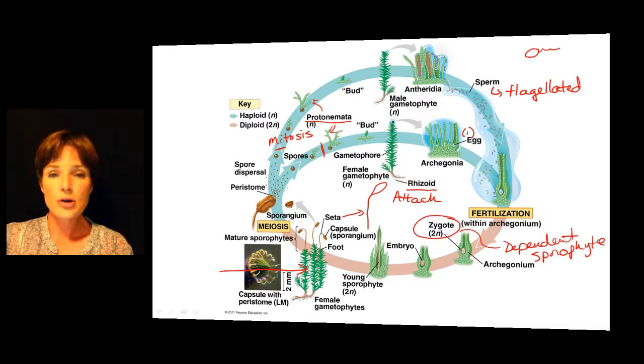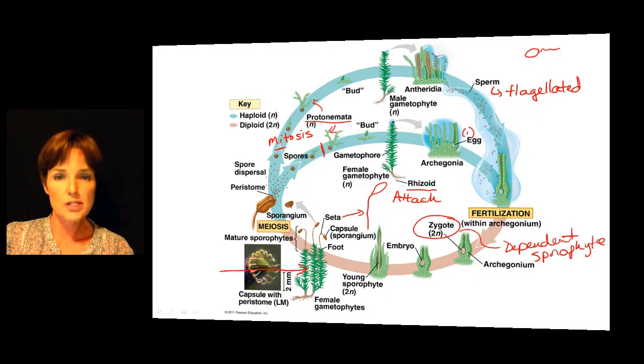Through the process of mitosis, that zygote is going to grow into an embryo, and then eventually that does grow so that we get back to where we started, which is the sporophyte tissue, which is going to produce the sporangia. That's a typical life cycle for a moss.